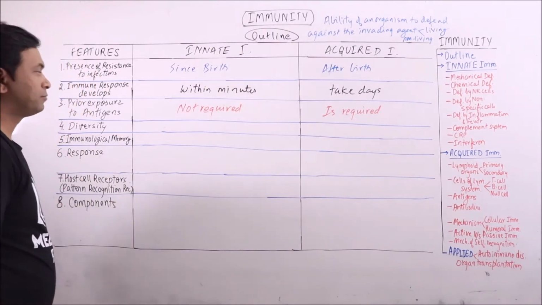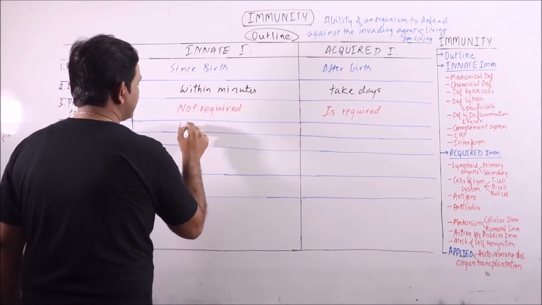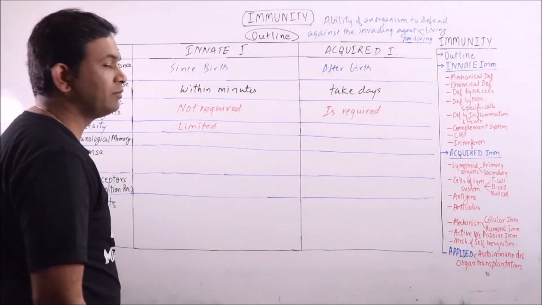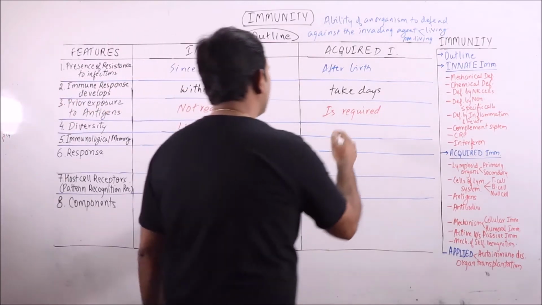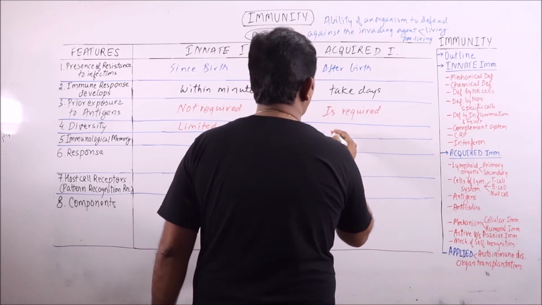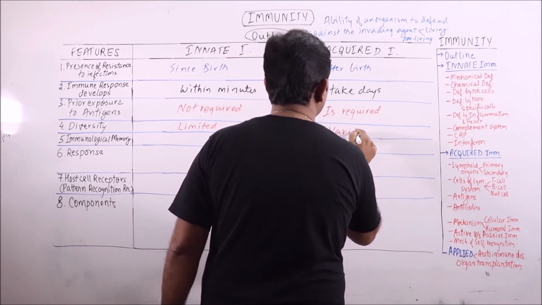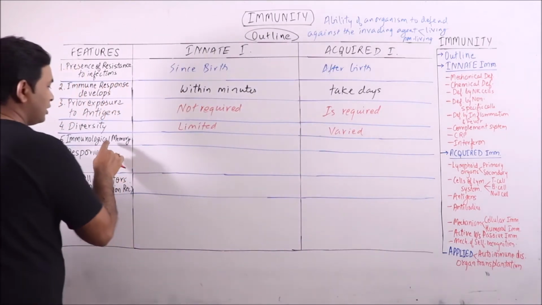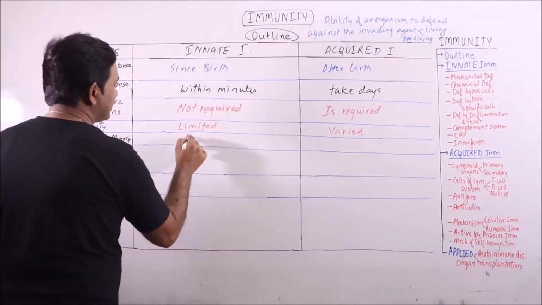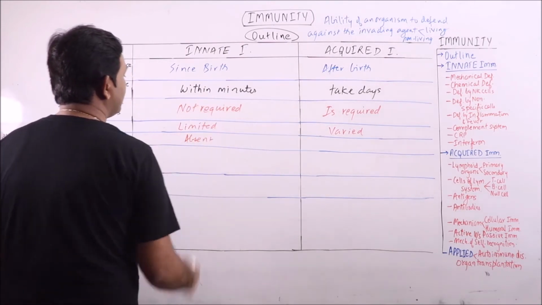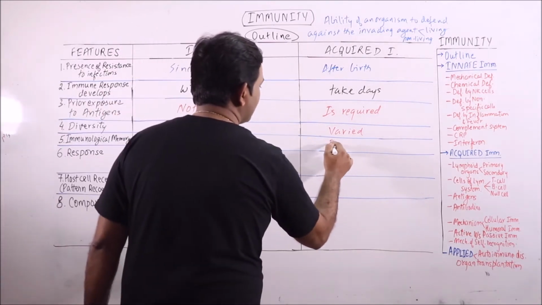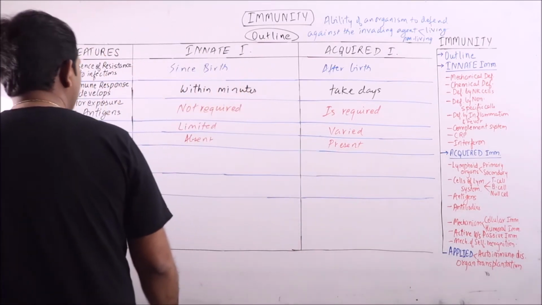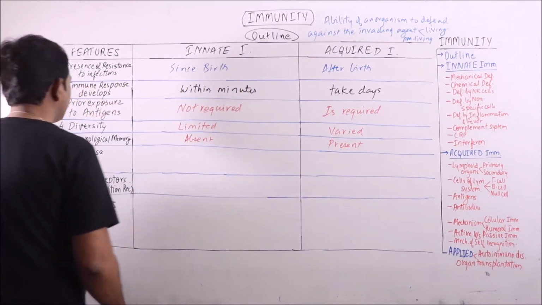Now, diversity: it is limited, that it covers the limited number of antigens, but in case of acquired immunity, it is varied. It covers a number of antigens. Immunological memory is absent in case of innate immunity, but it is present in acquired immunity, that is, the memory cells are formed in acquired immunity.